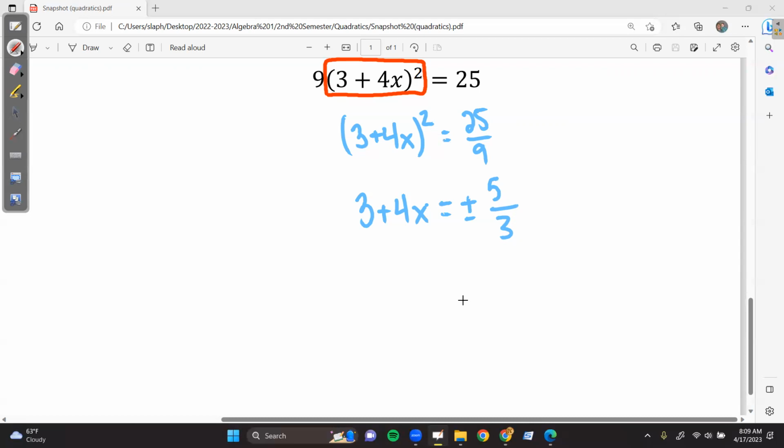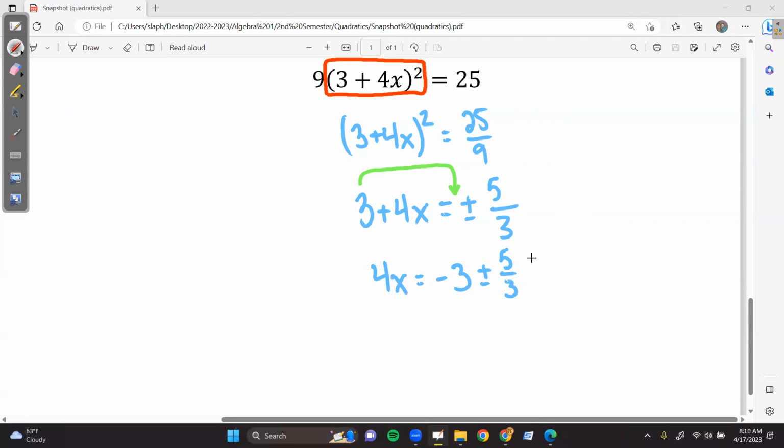Now we got a few steps left to do. Got to just do them in order. Math is not an art class where we express ourselves. Math is very procedural. You do this, and then you do this, and then you do this. That's how it works. So I'm going to subtract that 3 across first. And when I subtract it, I'm going to be tucking it right in there. Right where that little arrow goes is always where your mover should go in these positive, negative problems. So my next line is going to say 4x equals negative 3 plus or minus 5 over 3.